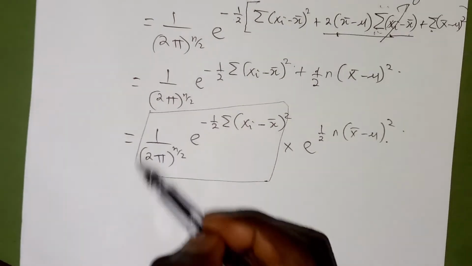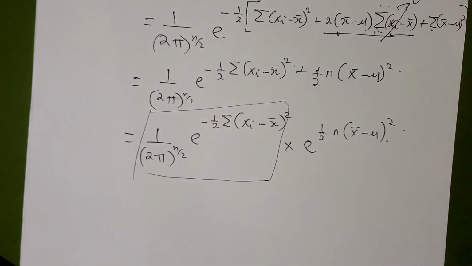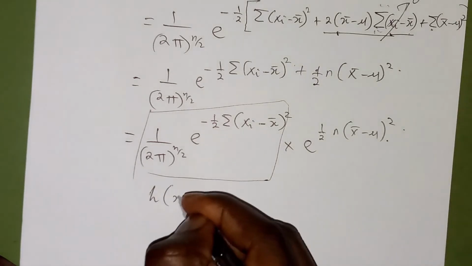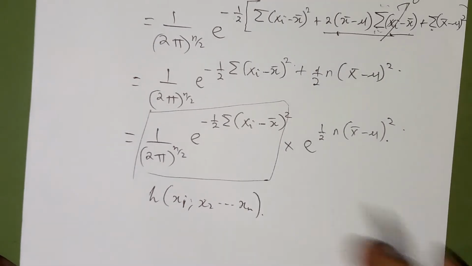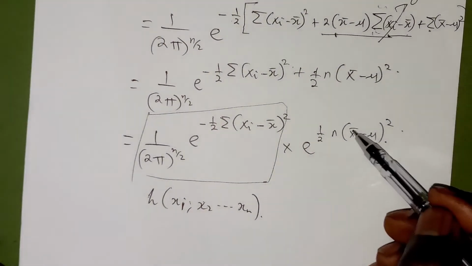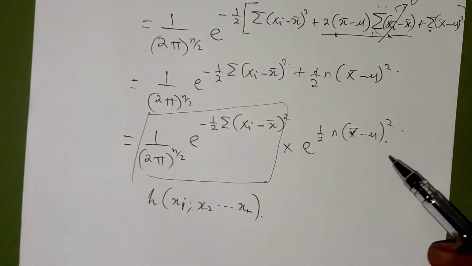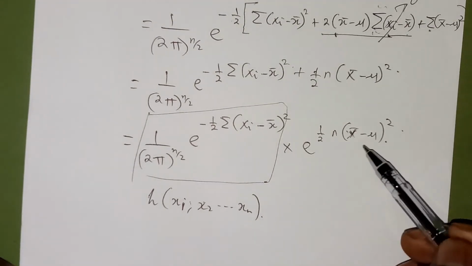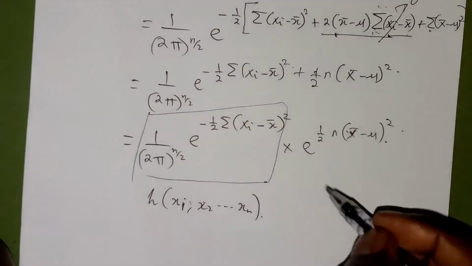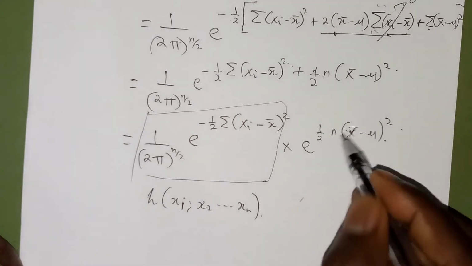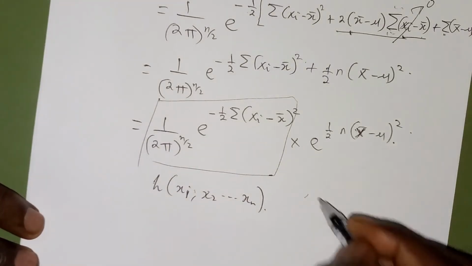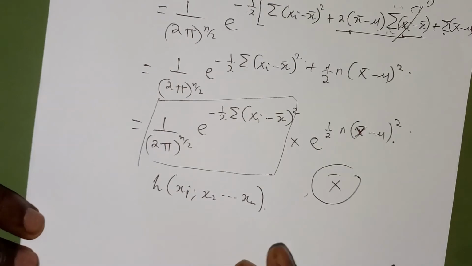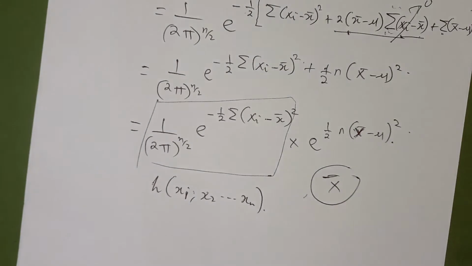The first expression here does not depend on the parameter mu, okay? So this will be our h of x1, x2 up to xn. This will be that component, and this one is the component which depends on the parameter mu through the statistic which we are looking for. So this part, the x bar, will be our sufficient statistic. Okay, so x bar will be a sufficient statistic for mu. This is what it simply means.